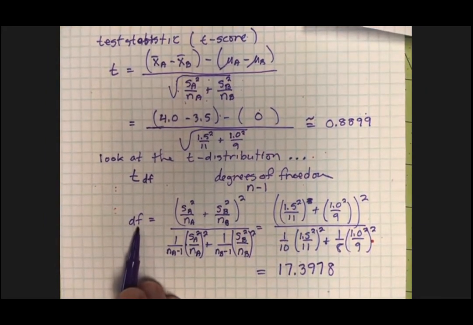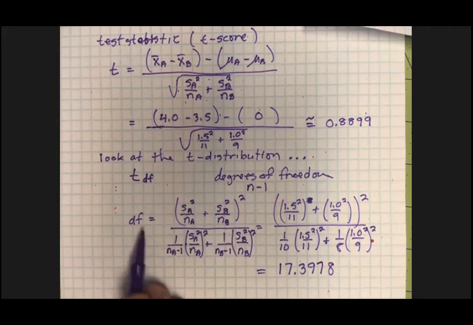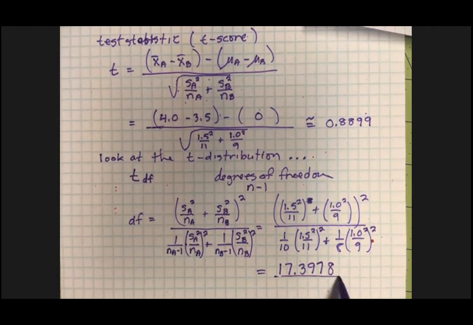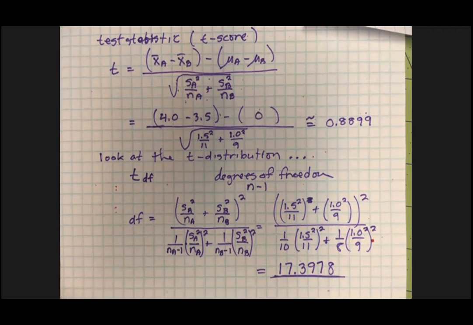17.3978. Was I going to do 20 minus 1, say degrees of freedom was 19? In this two population test, it's more accurate to use this number, 17.3978, as our degrees of freedom. Are you allowed to use a decimal number as degrees of freedom? Yes, you are, if you're going to enter this into the calculator. And some people round this off and call this 18, but I can use this whole number inside the calculator.